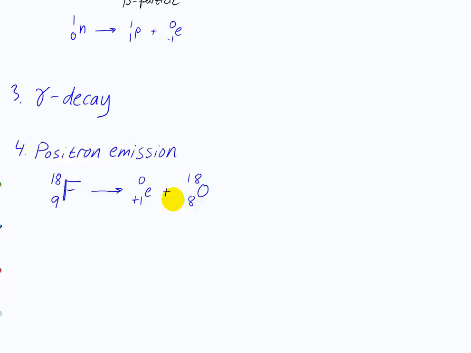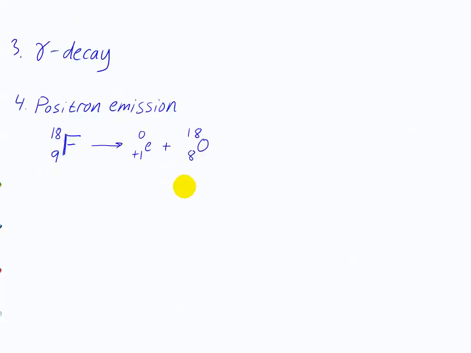But the thing that's weird is that from looking at the numbers, it looks like you're emitting a proton. Right? Like the 9 proton is being emitted. But you're not actually emitting a proton, you're emitting a positron. Because if you were emitting a proton, which has a mass of 1, this number would go down to 17.